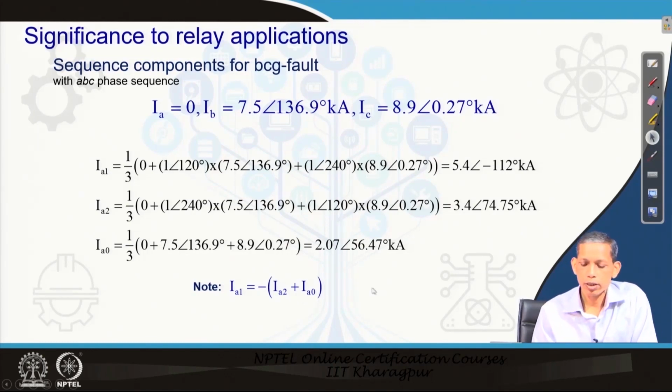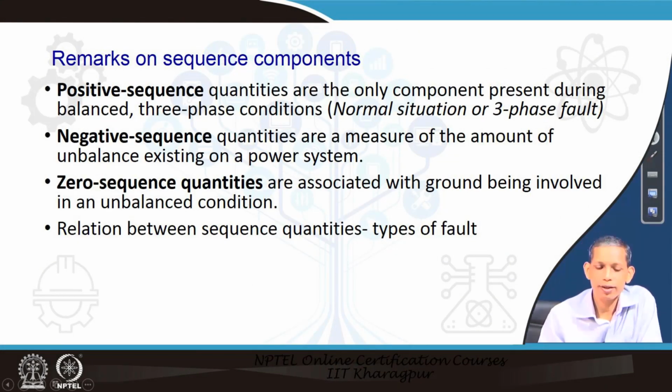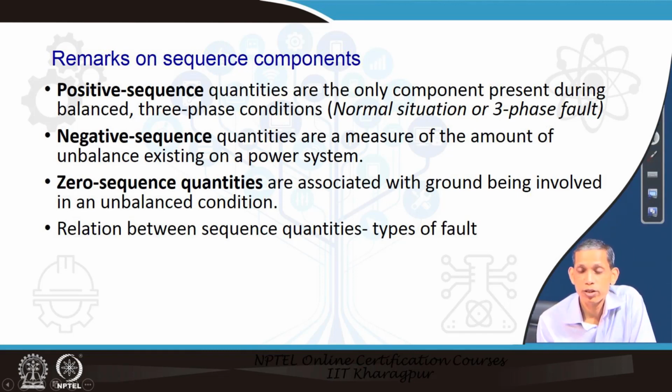What we conclude from these relations is that only positive sequence quantities are present for the balanced loading condition or balanced fault condition, that is, three phase balanced fault conditions. Negative sequence quantities are a measure of the amount of unbalance, and are available during any unbalanced fault. Zero sequence quantity is available whenever a ground is involved with the fault, so both zero sequence and negative sequence are available for any unbalanced fault involving ground.